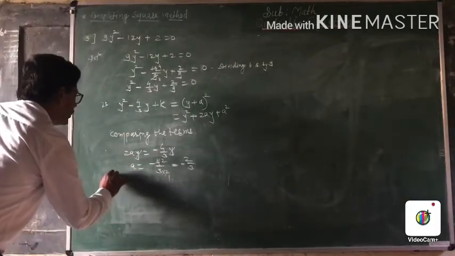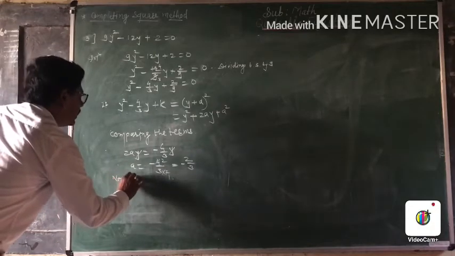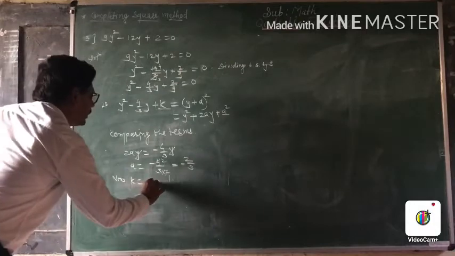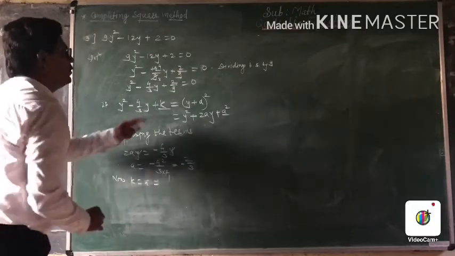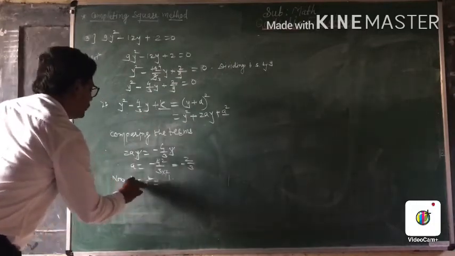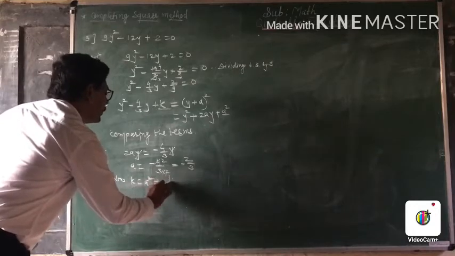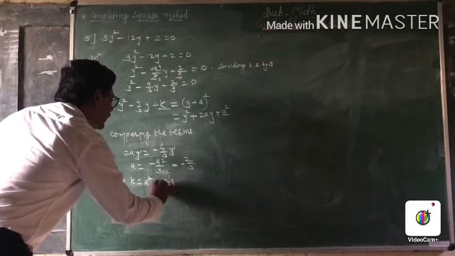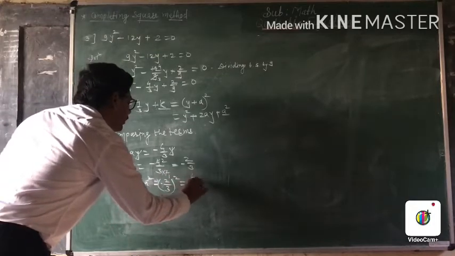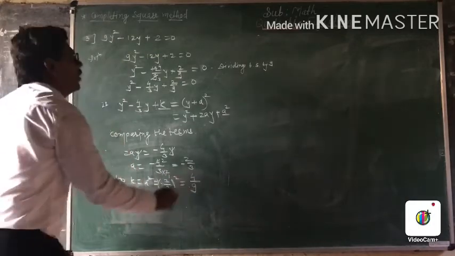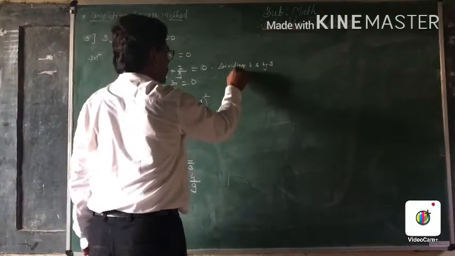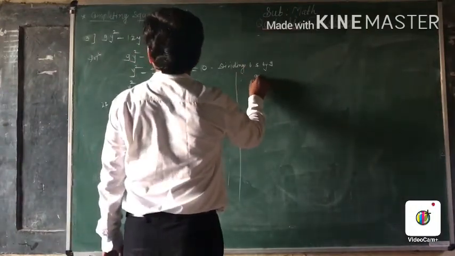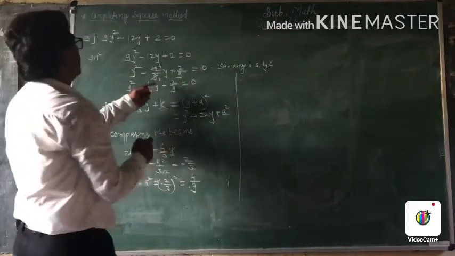Now, K is equal to A. Also comparing K is equal to A square, therefore the value of A is equal to (minus 2 by 3) whole square, which is equal to 4 by 9. Now, adding 4 by 9 to both terms of the given equation.